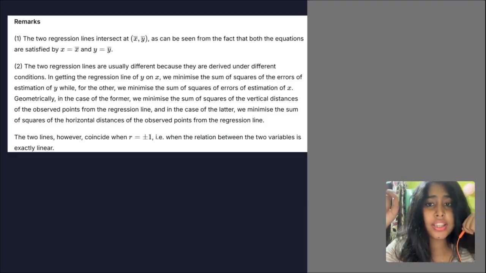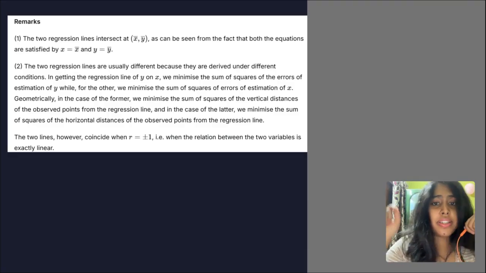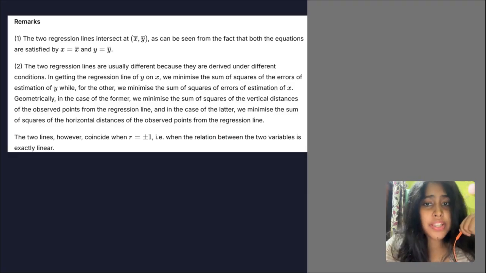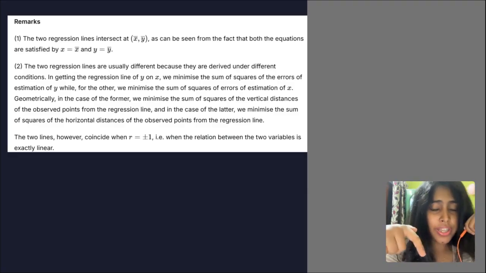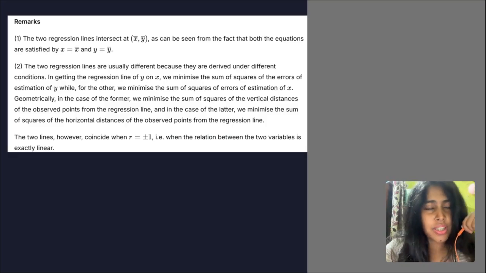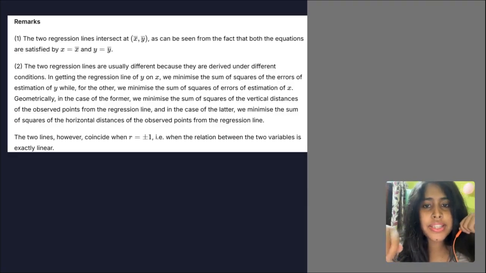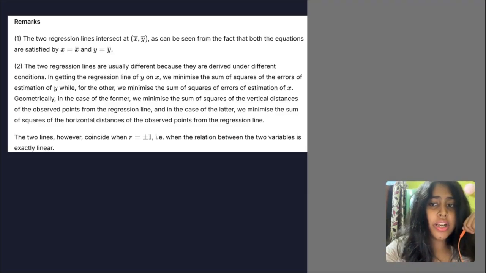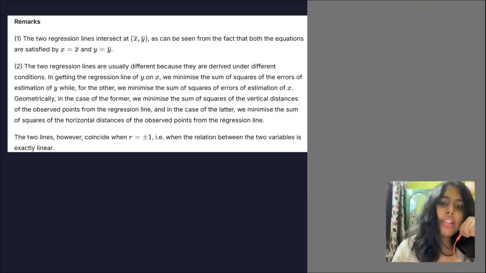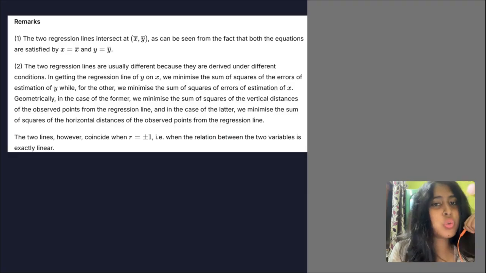Point number two, the two regression lines are usually different because they are derived under different conditions. In getting the regression line of y on x, we minimize the sum of squares of the errors of estimation of y, while for the other, we minimize the sum of squares of errors of estimation of x. See, why are they different? Because they are minimizing error in different directions, right? X and y, all right? See, y on x minimizes the vertical distance error, errors in predicting y. X on y minimizes the horizontal distance error, errors in predicting x. See, they are solving two different problems. So they give us two different lines.